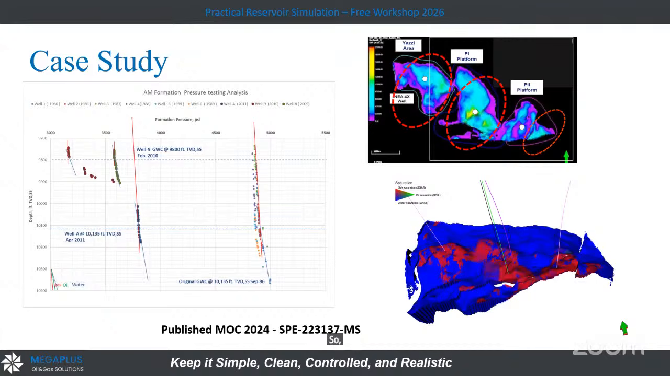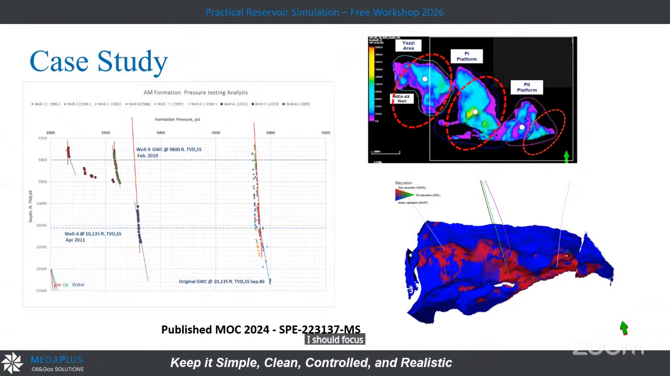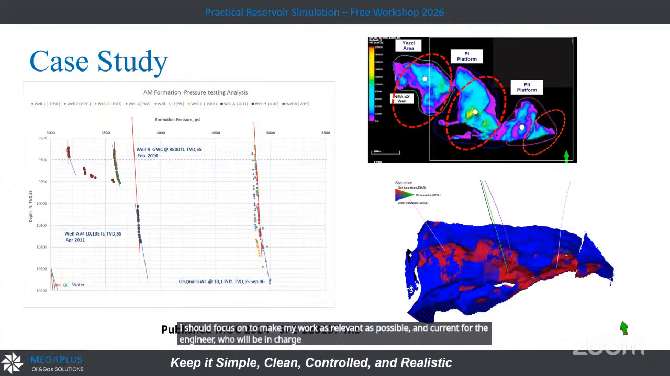So please, I need questions. Yes, hello. I am a geology student, fourth year, and I would like to know what are the key elements I should focus on to make my work as relevant as possible and current for the engineer who will be in charge of the reservoir modelization and fluid flow simulation.